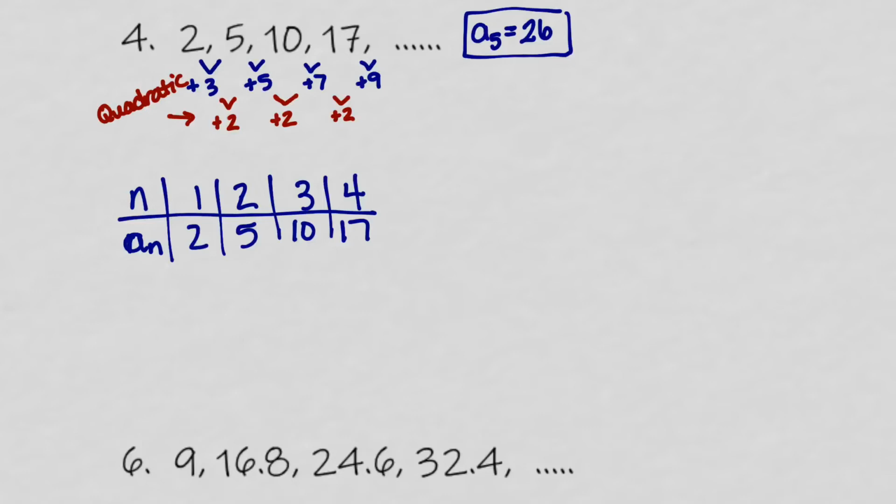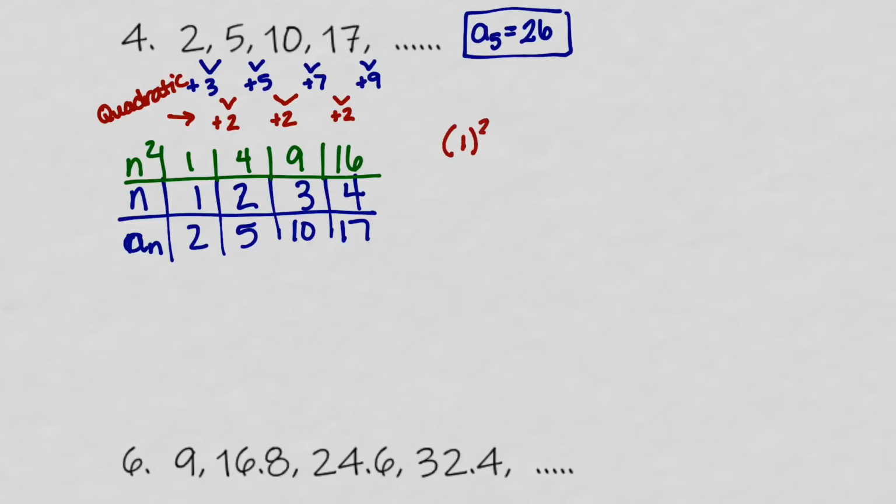So I'm going to go ahead and do my n squared row here. We square n, so 1 squared is 1, 2 squared is 4, 3 squared is 9, 4 squared is 16. All right, we know it's quadratic, so let's start with that. So I'm going to find that first term.